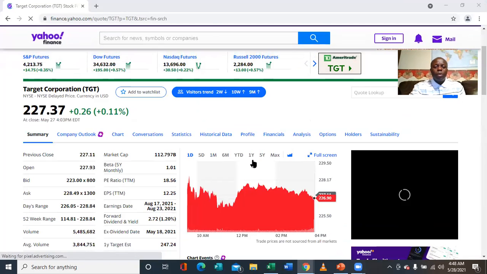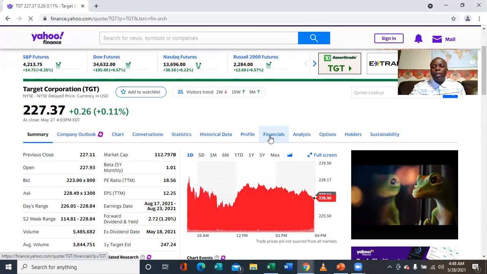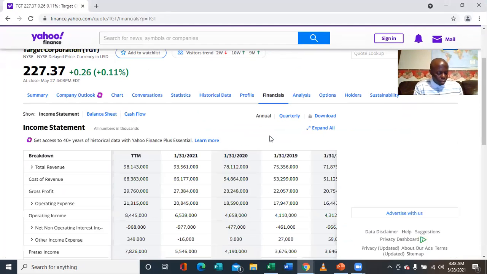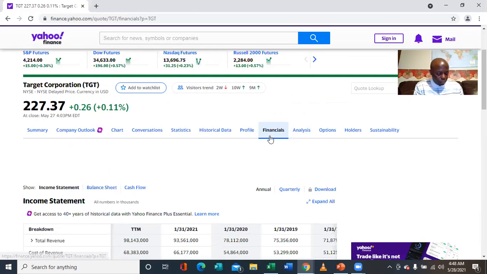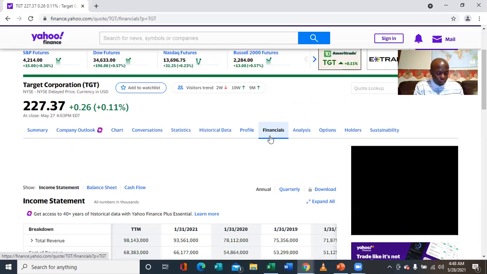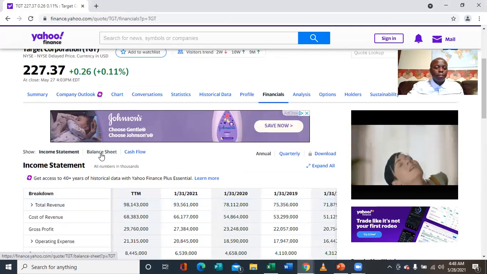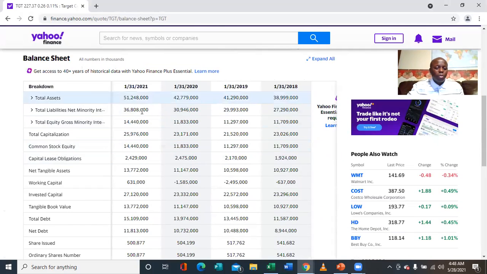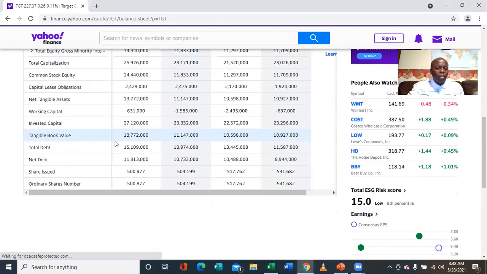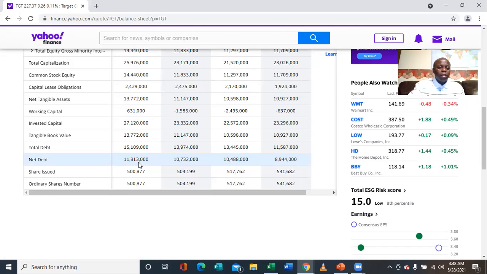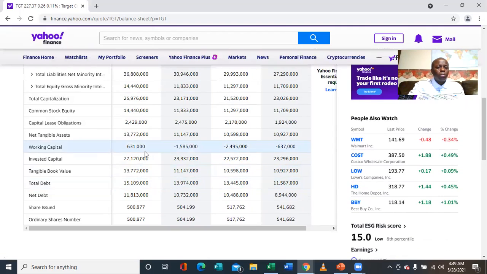For Target Corporation, see the financials here. And then I can pull out the balance sheet. So I have total debt, then total assets. Okay. Next, you can see from the balance sheet here, Target, by 2021, you can see that the total debt, everything is in millions, is 15,109. So you can see right here 15109 then 000. And total assets. You can see total assets right here.